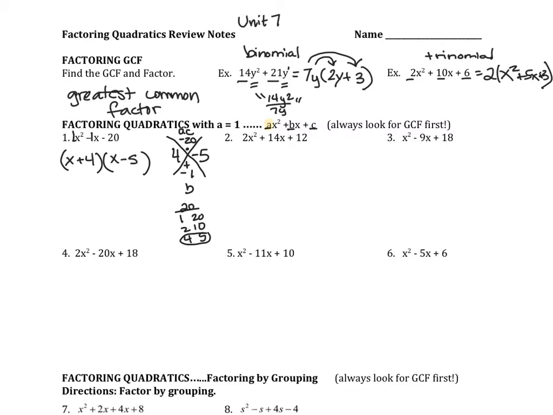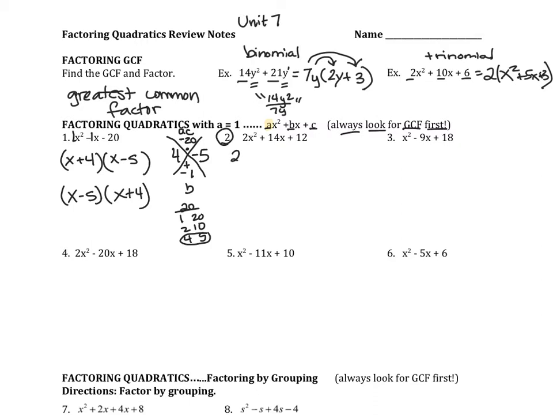And it doesn't matter what order I write them in. I could have written the x minus 5 first and the x plus 4 second. It makes no difference. So let's take a look at a problem that has a GCF. You might be looking at number 2 and thinking, oh, that doesn't have an A, that's 1. Actually, it does. We should always look for a GCF first. It makes my math simpler to pull the GCF out at the beginning.